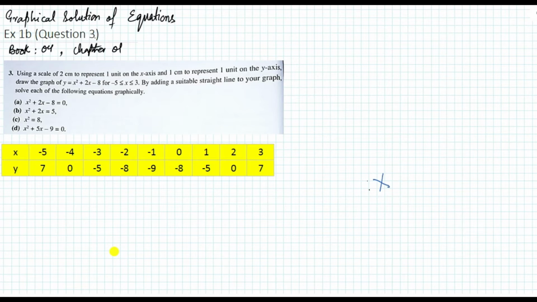By adding a suitable straight line to your graph, solve each of the following equations graphically. First of all, we will see the values of x. The range of values of x is given in the question. It's from −5 till 3. So here I have taken x values −5, −4, −3 and so on.